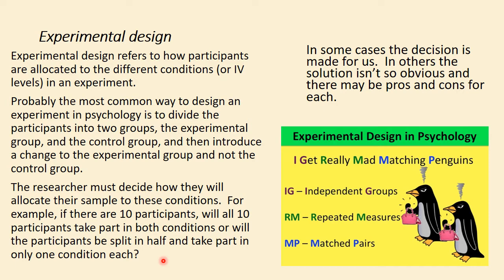Now, in some cases, whether you decide to do it one way or the other will be decided for you because of the nature of what you're studying. But in other cases, this will be something that you have to decide, and therefore you need to know the pros and cons, the strengths and weaknesses of each design. The 3 designs that you need to know for your exam are independent groups, repeated measures, and matched pairs.